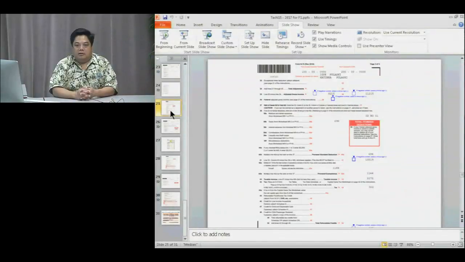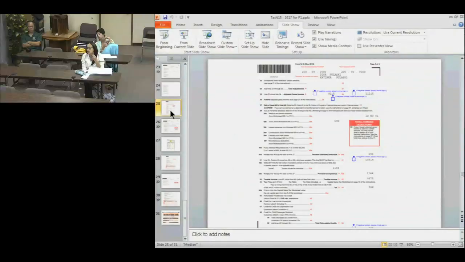The first question, is there a way to fill up this form electronically? Not for the state. Okay.